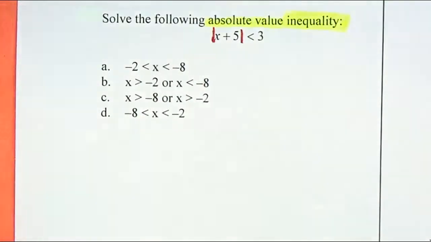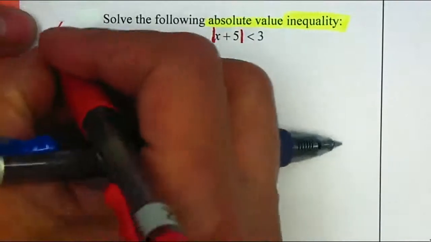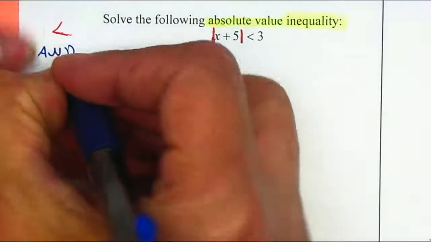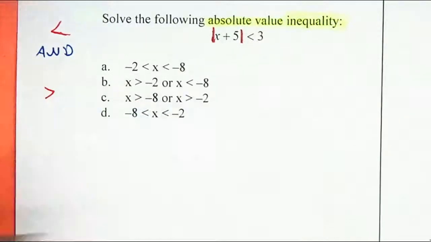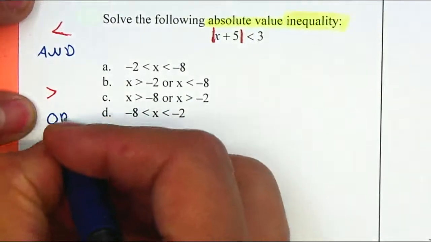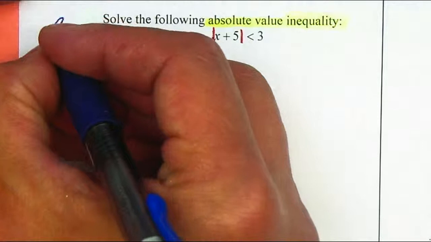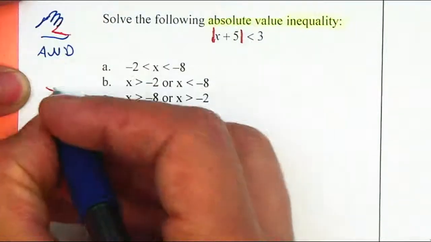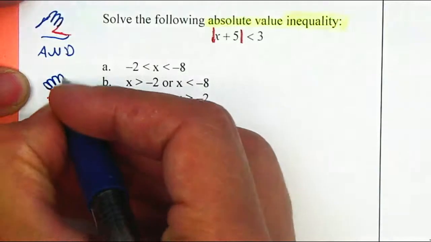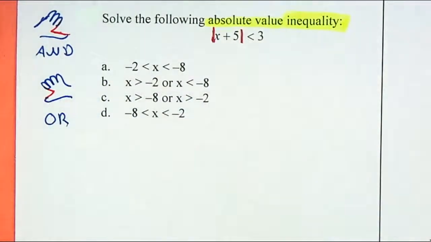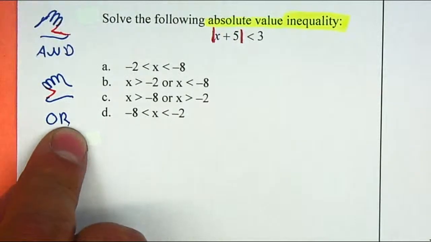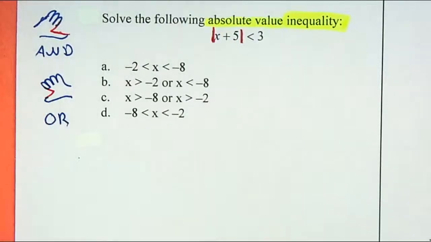Correct. If it's less than, it's going to be an AND. If it's greater than, it's going to be an OR. That's one way some of you guys remember. If it's less than, it's an AND. If it's greater than, it'll be an OR. Less than, AND. Greater than, OR. Now we have two solutions.